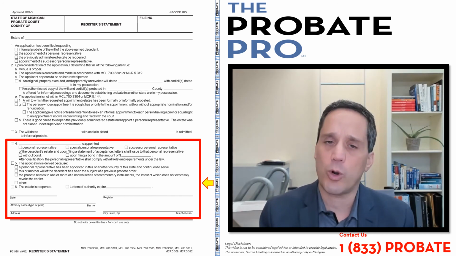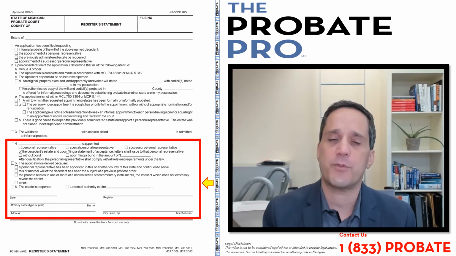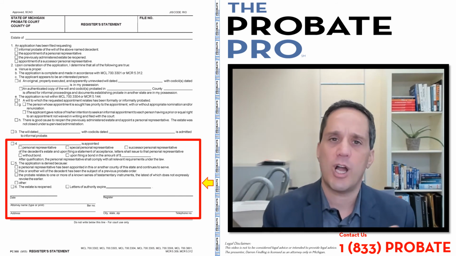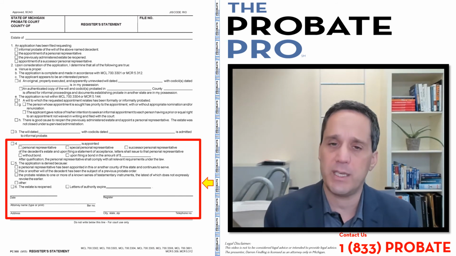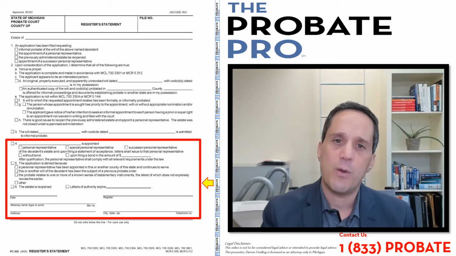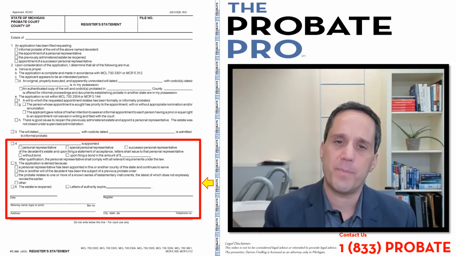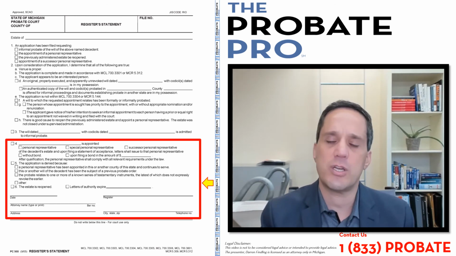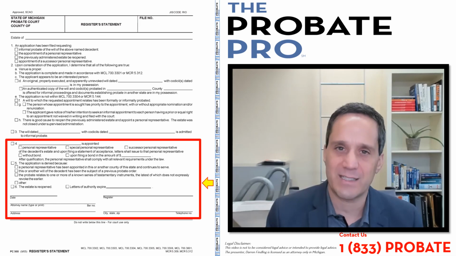There's a spot for the court registrar to sign, as well as if there's an attorney to fill in the information there. Again, a broad paintbrush picture of how this register statement is completed. It's generally completed when you're submitting the application for informal probate with the testimony and related documents, so that the registrar can make a decision based on the application as presented.